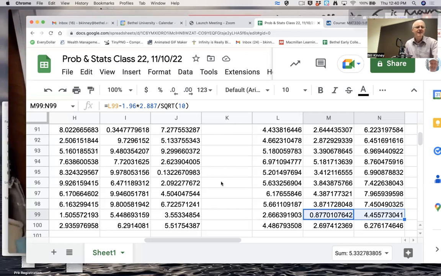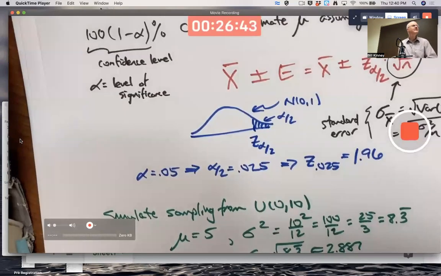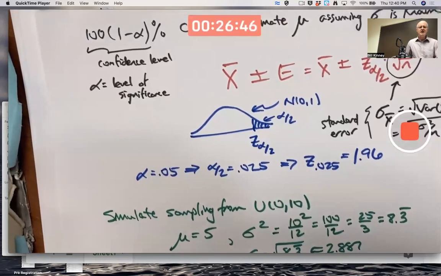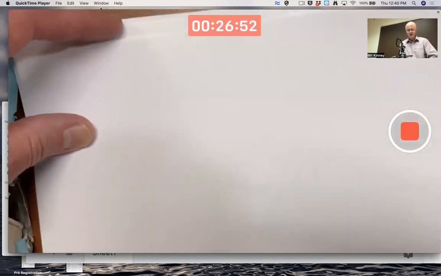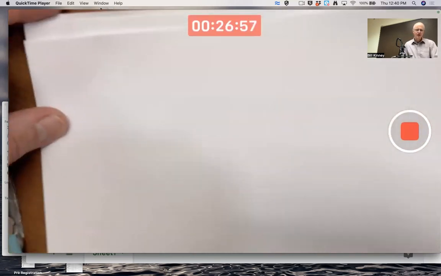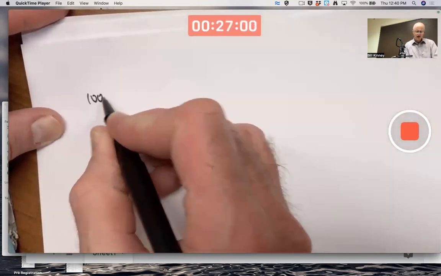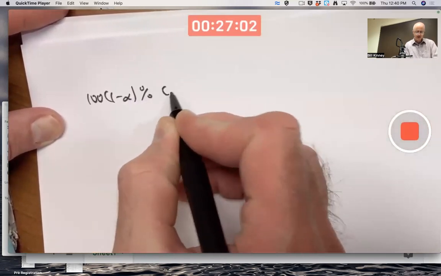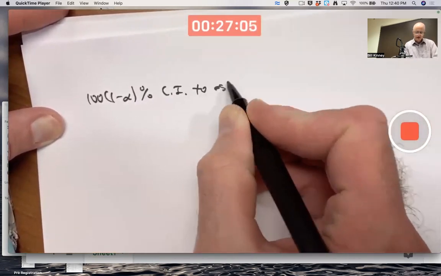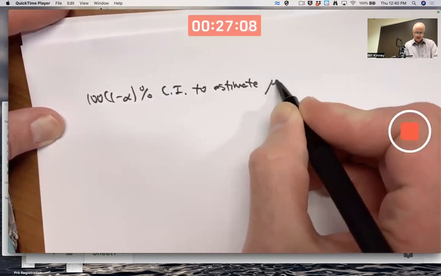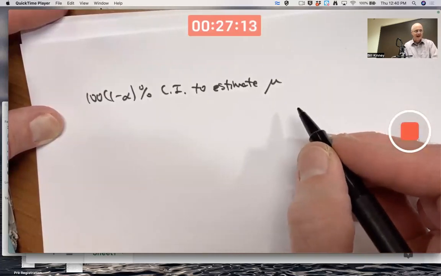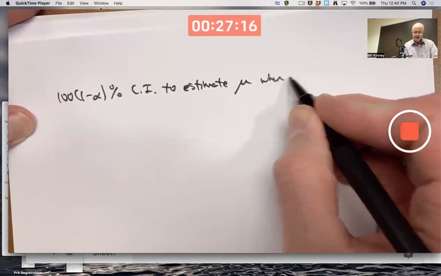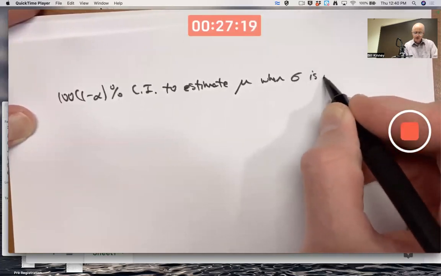Can I clarify anything there? What if we had used the sample standard deviation in each case. (100) times (1 minus alpha)% confidence interval to estimate mu. Sometimes you just say for mu, but in reality, it's to estimate mu when you're in the more realistic situation where sigma is unknown.